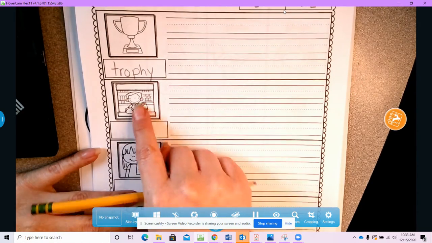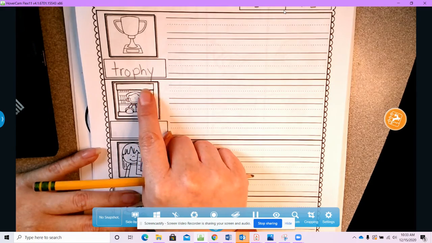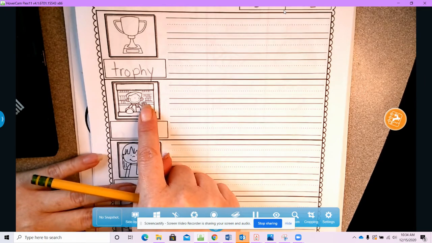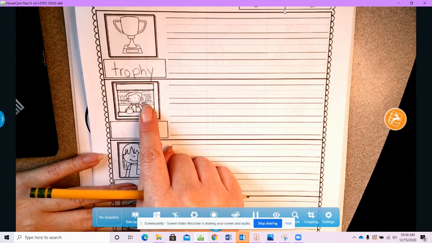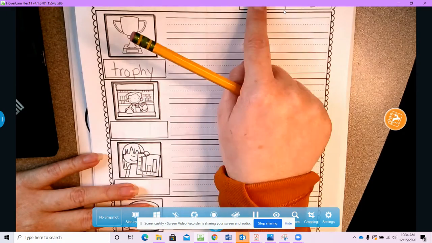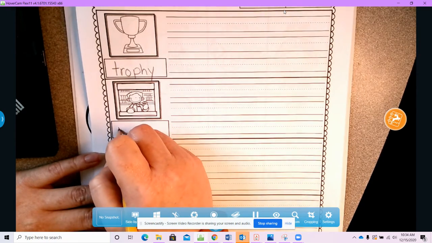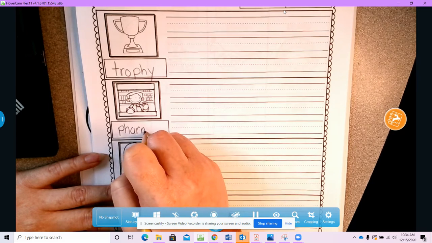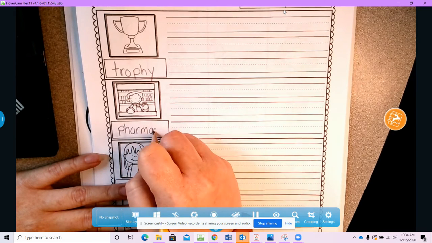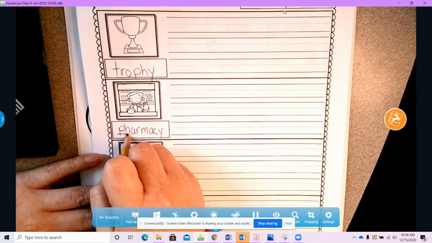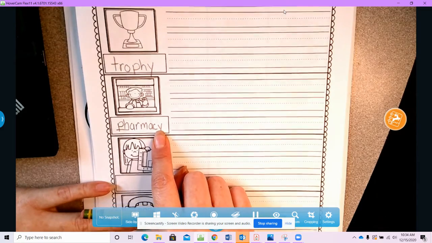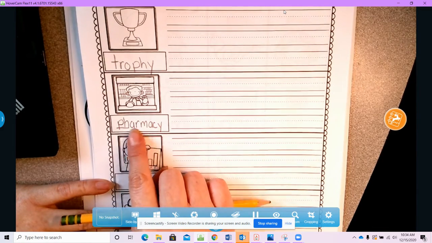Then right here we have a man in a white coat, and behind him are a lot of medicines, and he's holding a medicine. So when we're feeling sick and the doctor gives us medicine, we have to go to the pharmacy to get our medicine. They give it to us. We have to pick it up at the pharmacy. Pharmacy. We have to go to the pharmacy to pick up medicine when we're sick. Pharmacy.